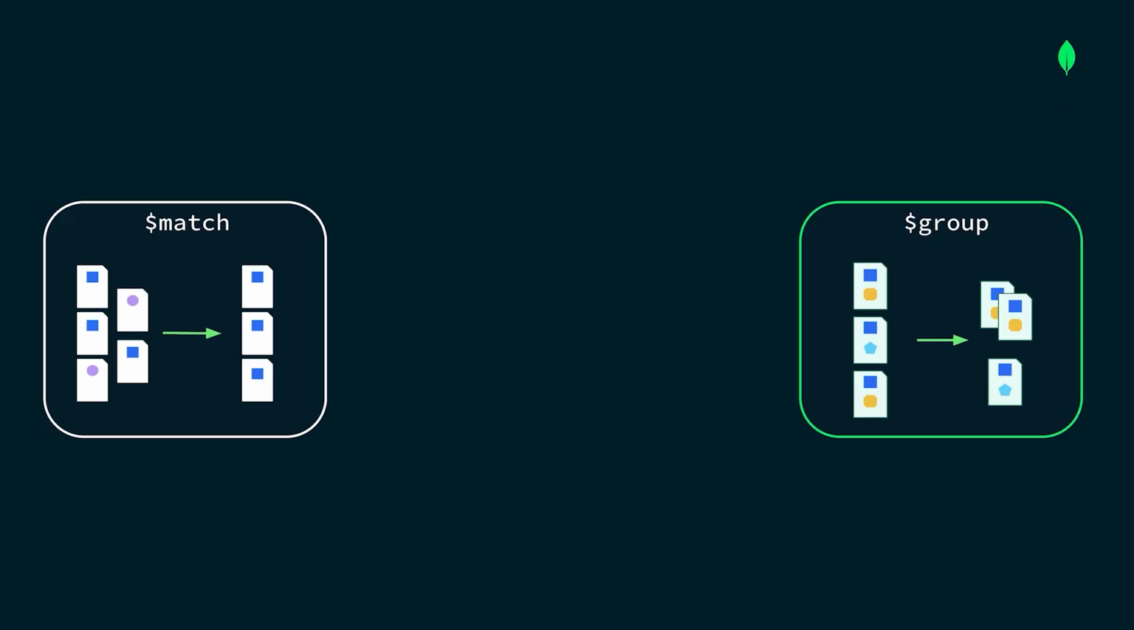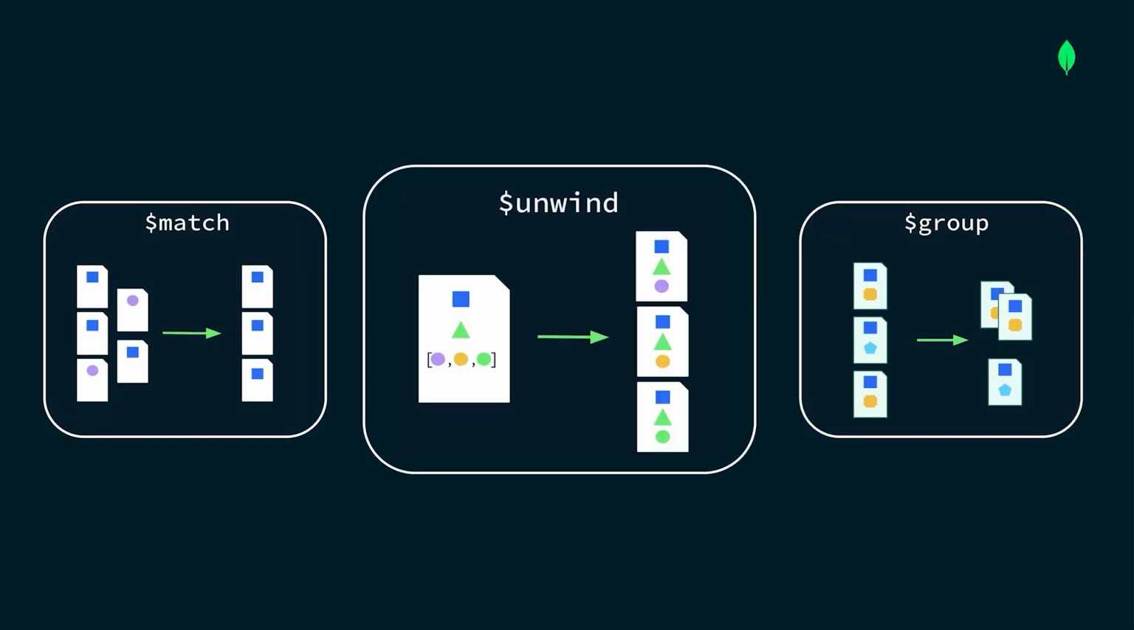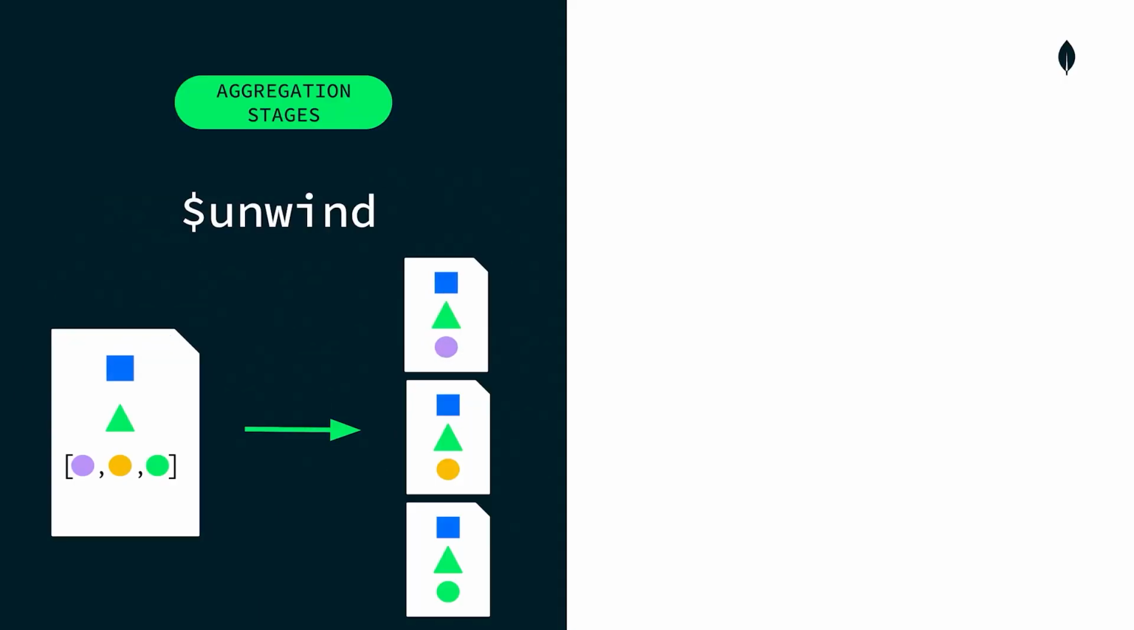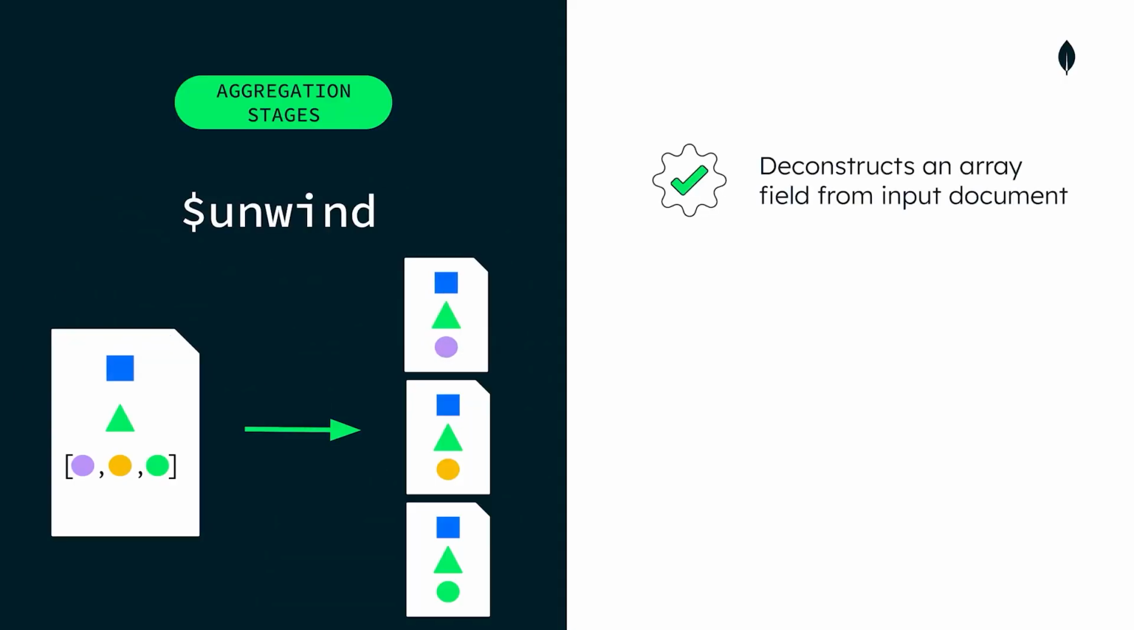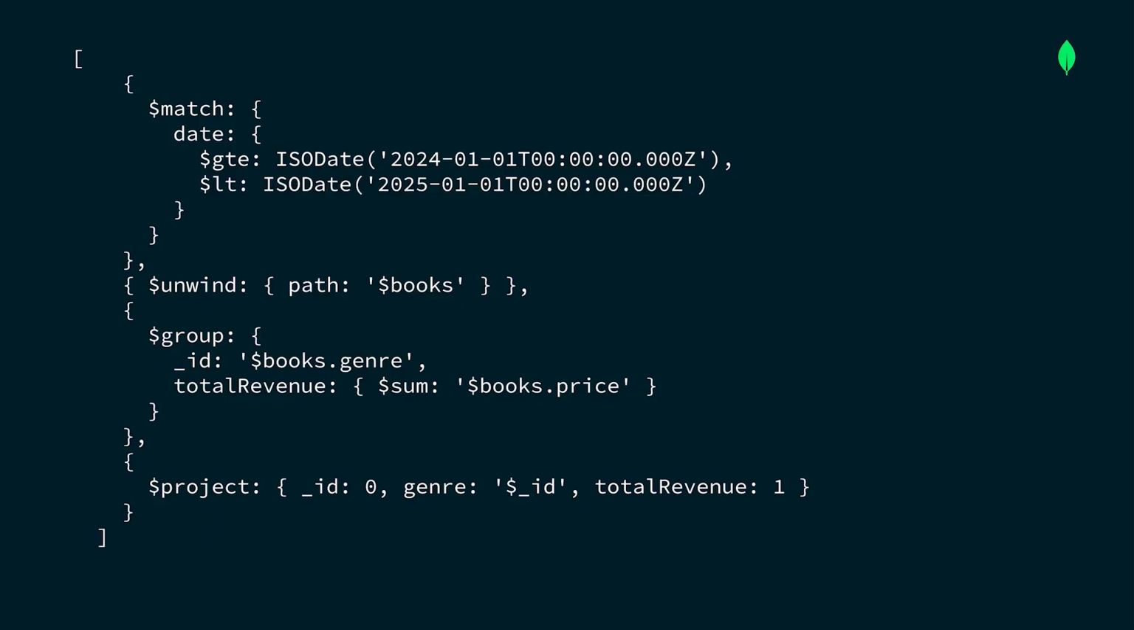To do this, we'll use the match and group stages. Since the genres are stored in an array, we also need an unwind stage after the match stage in our pipeline. The unwind stage deconstructs an array field from the input documents. Unwind outputs a document for each element of the array, effectively flattening the array. By unwinding the books array, each book sold in every sales document will be represented by its own document in the output of this stage. This is crucial for setting up the next stage, where we group them by genre.